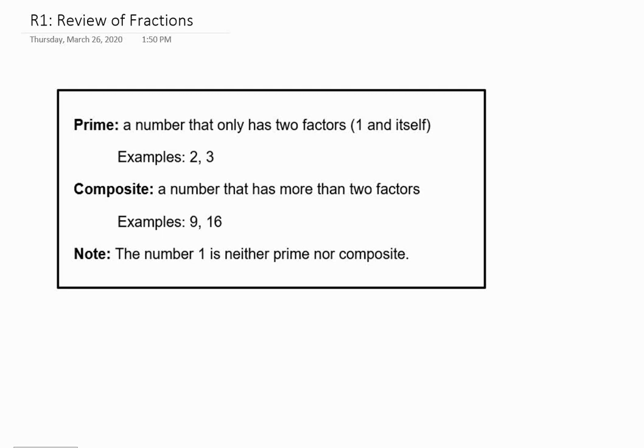Okay, in this section, we're going to be looking at fractions, but before we do that, we need to go back and look at a couple of definitions. The first definition is prime, and a prime number is a number that has only two factors, one and itself. For example, the number 2 is prime, and so is the number 3. A composite number is a number that has more than two factors, for example, 9 or 16.